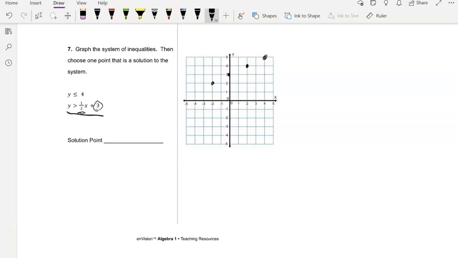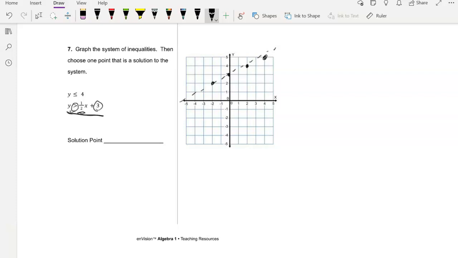Now, before I connect those dots, I need to remind myself that because there is no equal sign in the inequality, this is going to be a dashed line, and so I'm going to put a dashed line through those points. And then finally, I need to do some shading.